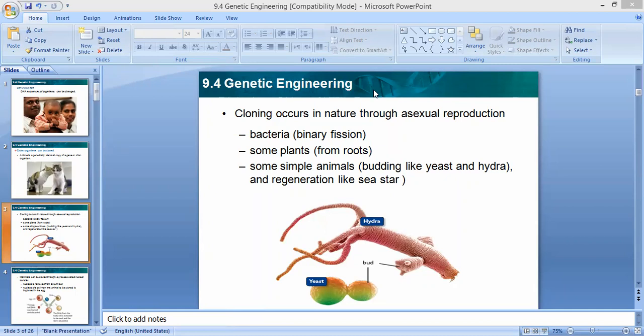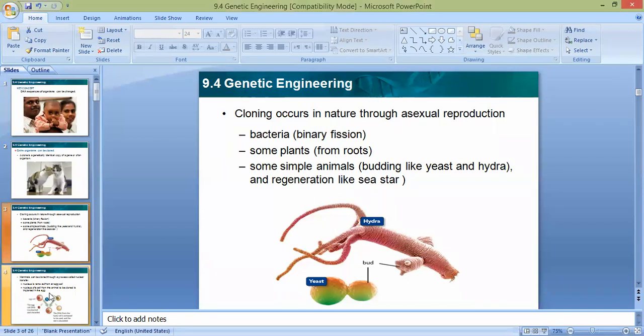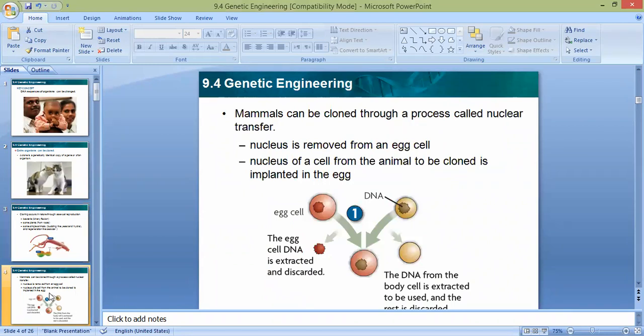إذا أنا عندي الكلونينج اللي هو copying of an organism أو copying of a gene أو copying of DNA بتصير في الasexual reproduction في زي البكتيريا، some plants، some animals like the hydra, like the bees, like the sea star. تمام. ولكن هذا الكلونينج cannot happen in the sexual reproductive organisms زي المامل. Mammals قلنا can be cloned through a process called nuclear transfer.